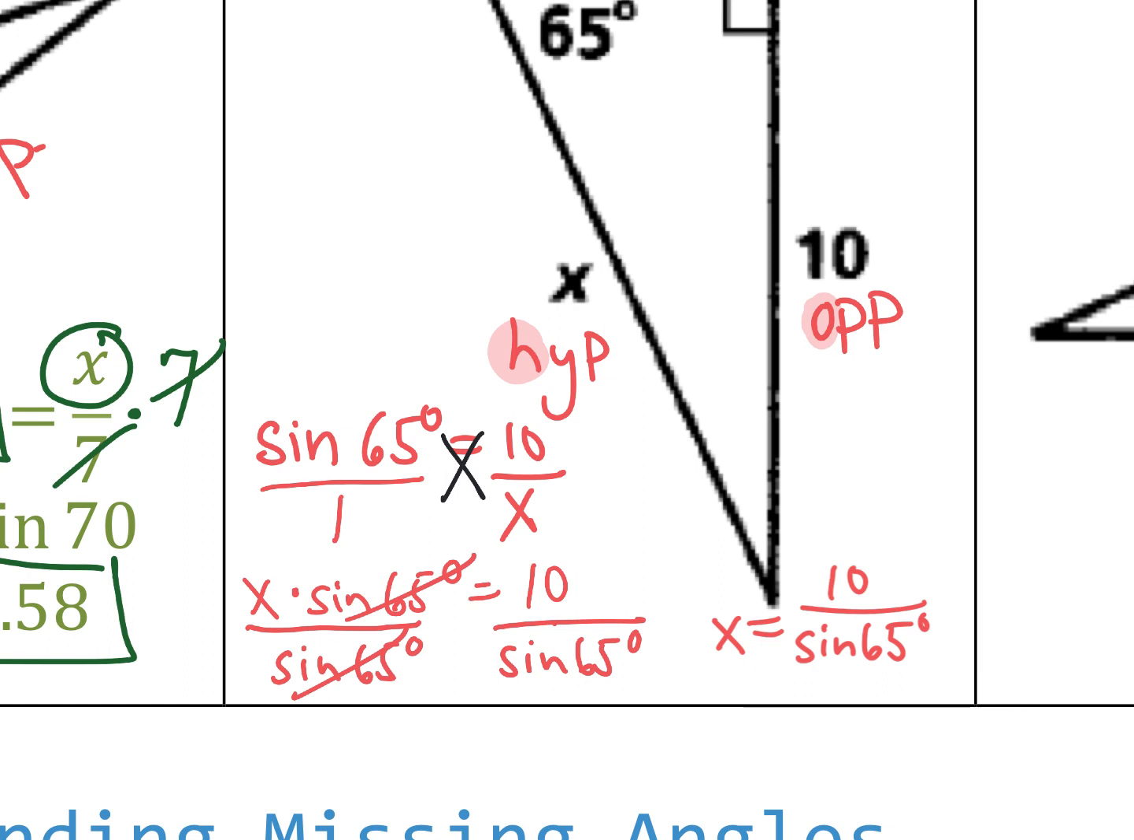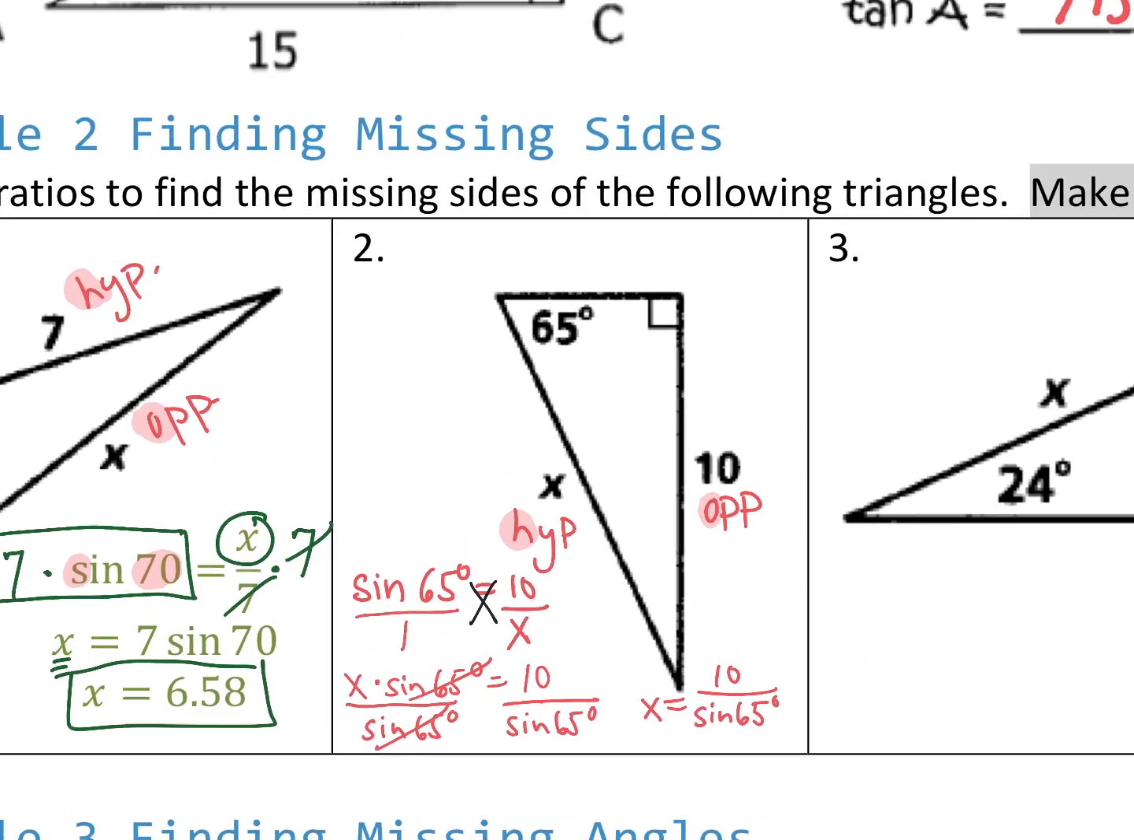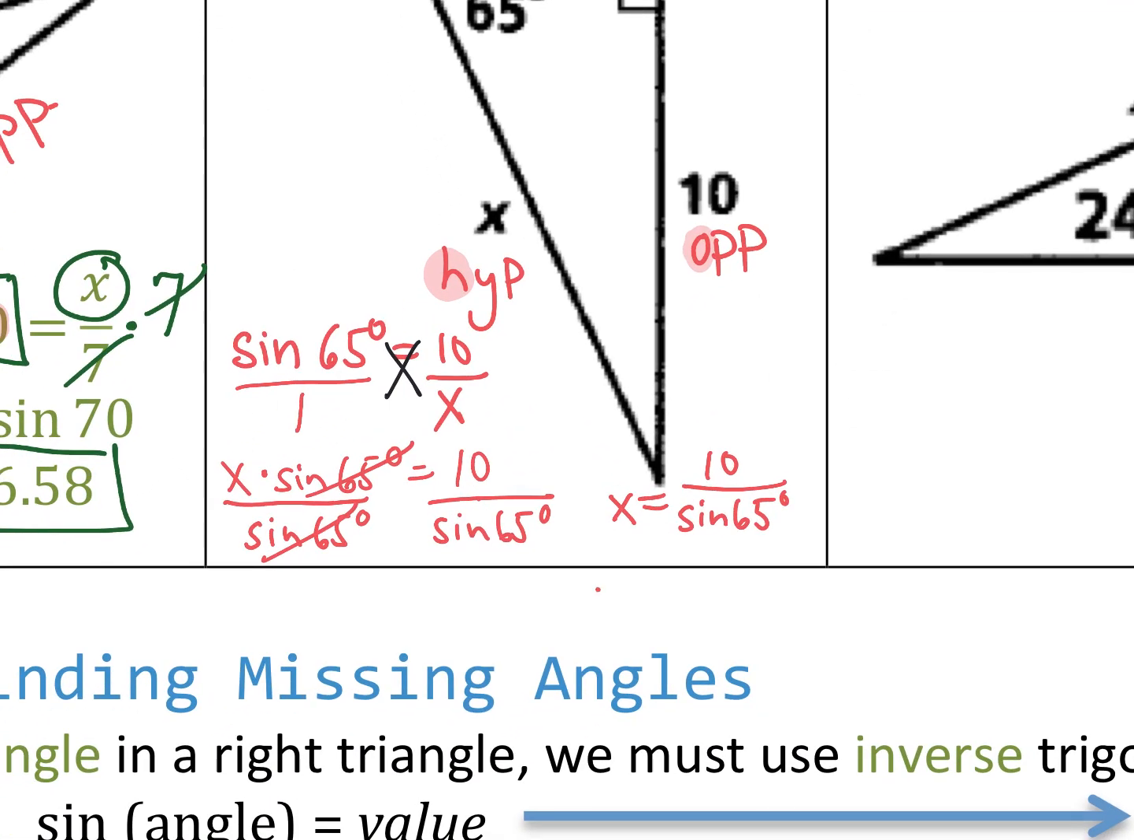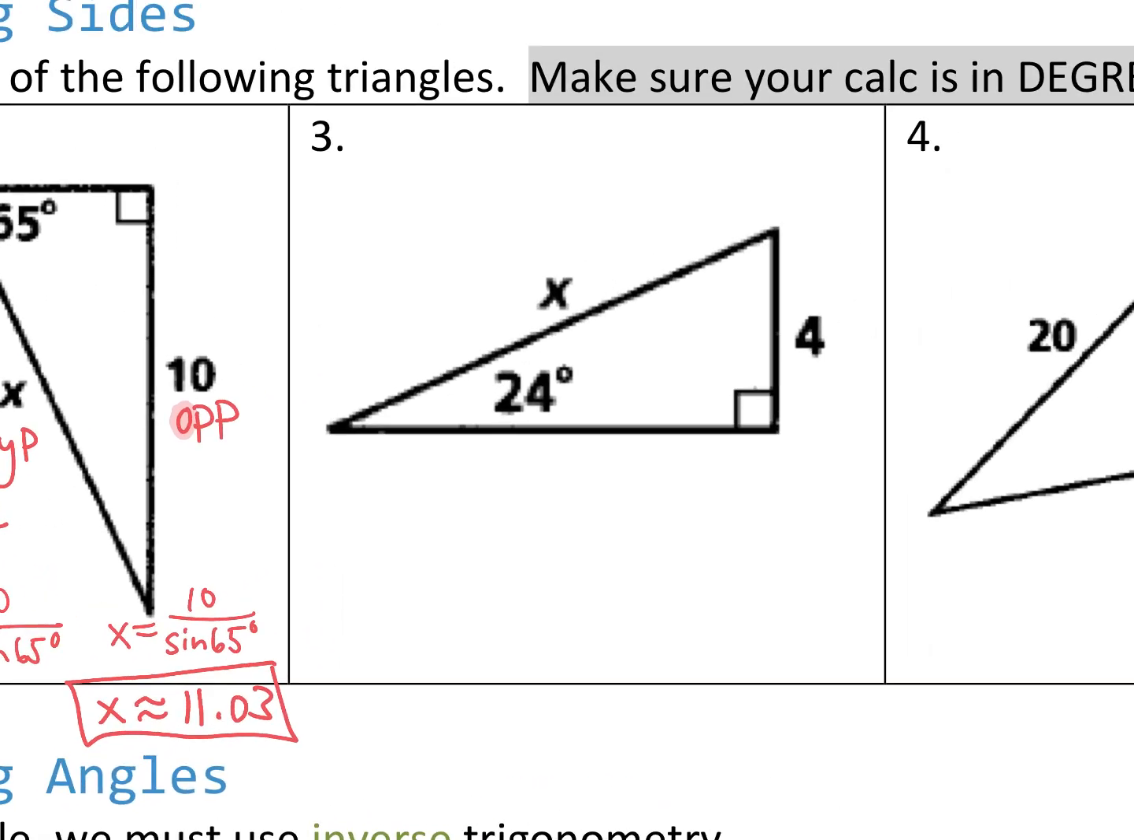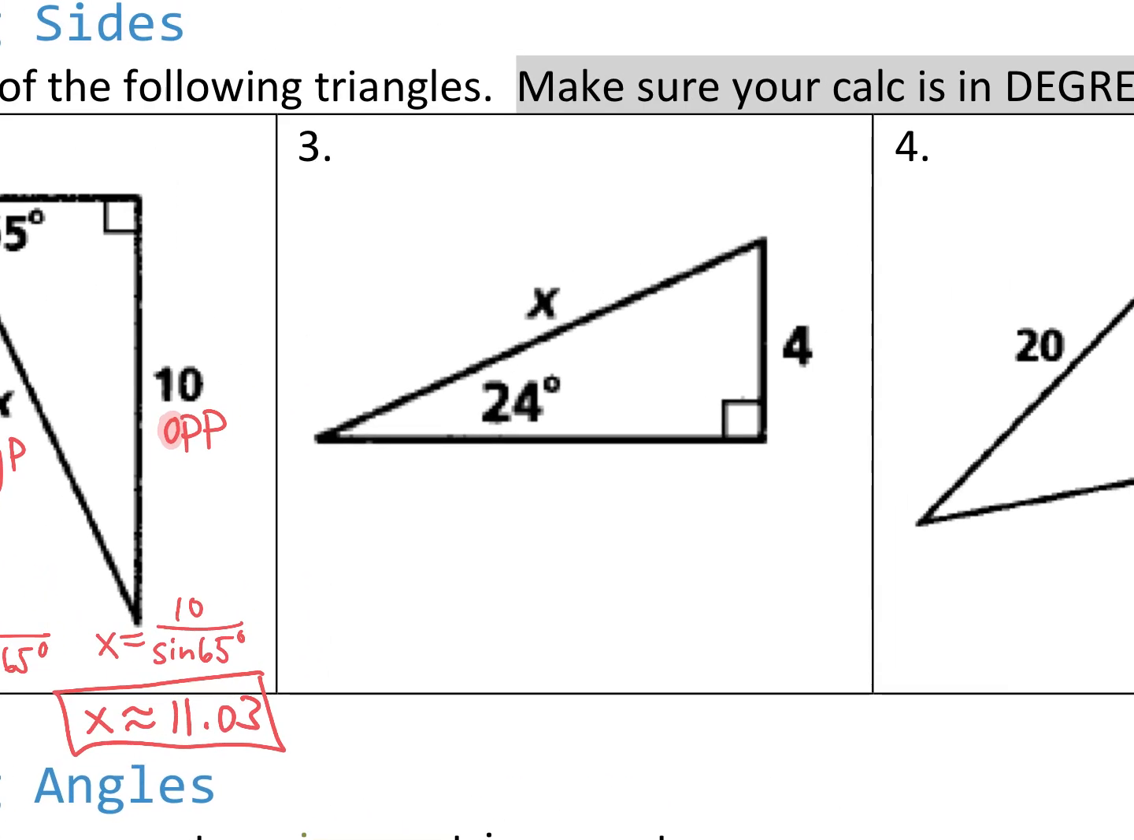I got about 11.03. Did we get rounding directions? No. So I can do whatever I want. Nearest hundredth it is, kids. So we got 11.03, which makes me pretty happy because it's bigger than 10. You know, it's the hypotenuse. It had to be the biggest side. All right. Couple more.